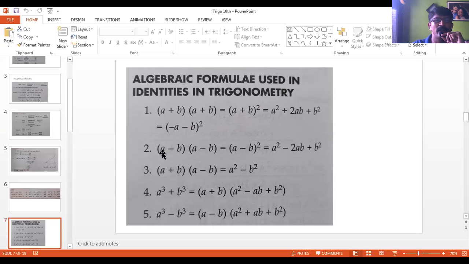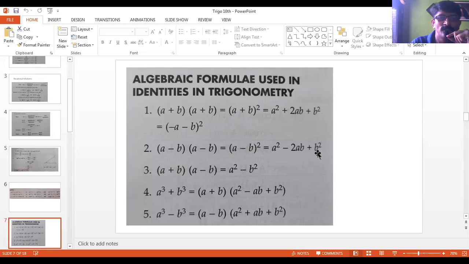What is the next algebraic identity we have studied? A minus b into a minus b can be written as a minus b the whole square. And what is a minus b the whole square, student? Simple, a square minus 2ab plus b square. Follow my cursor very carefully and keep writing these identities in your book.